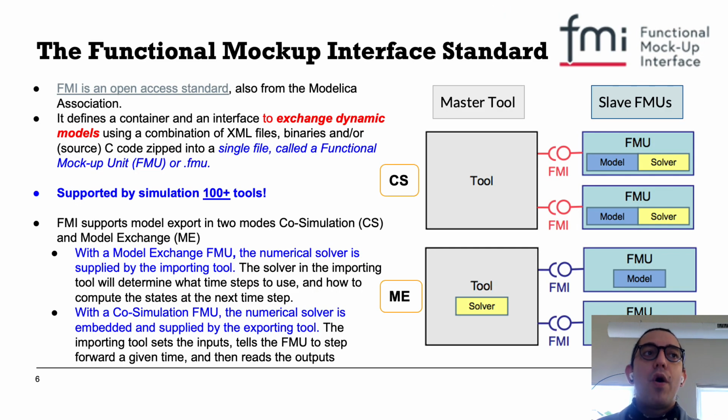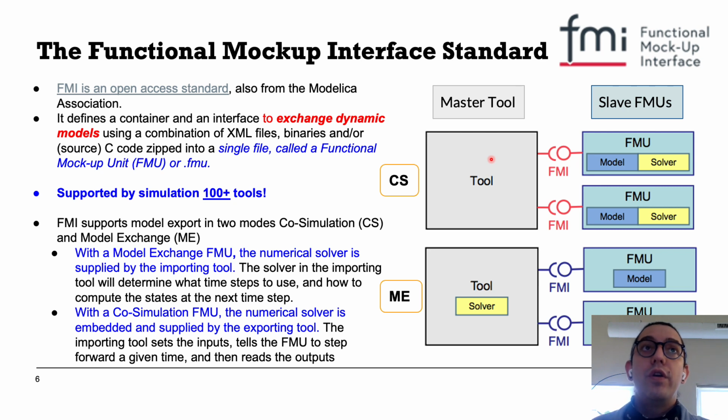Having implemented the models in Modelica, it is possible to export them to be used in more than 100 simulation tools using the Functional Mock-up Interface standard. This is an open access standard and is also open source from the Modelica Association. It defines a container and an interface to exchange dynamic models using a combination of XML files, binaries, or C source code in a single file. You can use the FMI standard both in model exchange or in co-simulation variants.